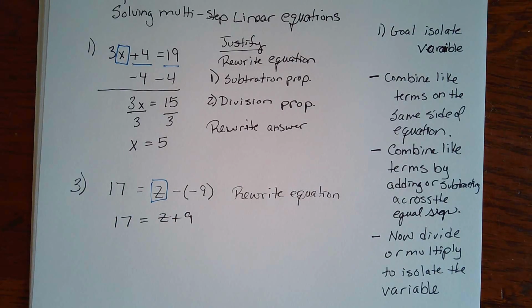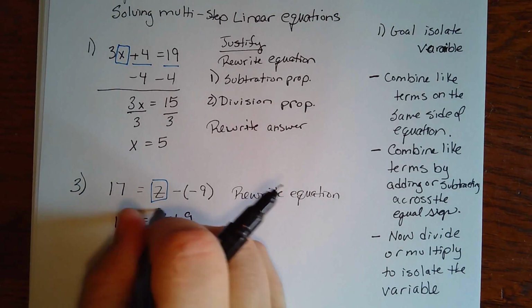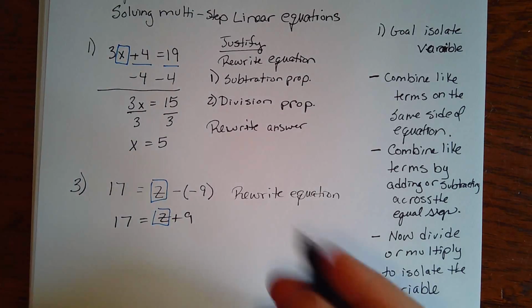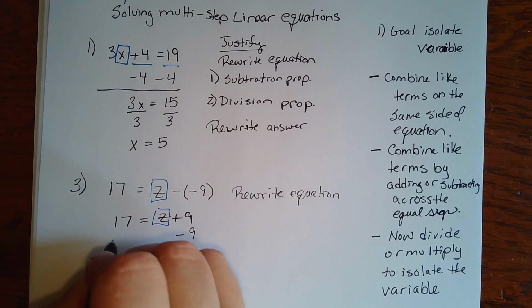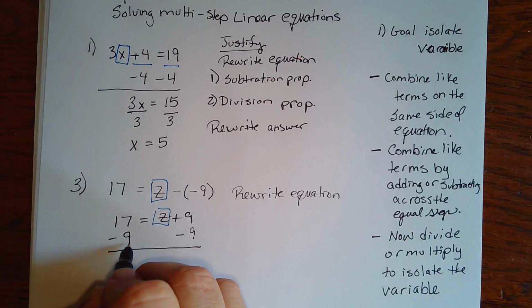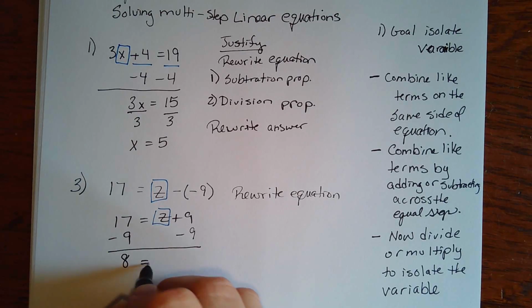Okay, so now we're ready to look at it with clean eyes. Step 1 we didn't have to worry about, but step 2 is combine like terms by adding or subtracting across the equal sign. Now we're ready to do that step. Once again, here is my variable I want to isolate, so we're going to use the opposite. Once again, also, we are shoving that 9 across the equal sign. So to do that, we are going to subtract 9. Since we were adding it, we're now subtracting it. So 17 minus 9 is 8, is equal to z.